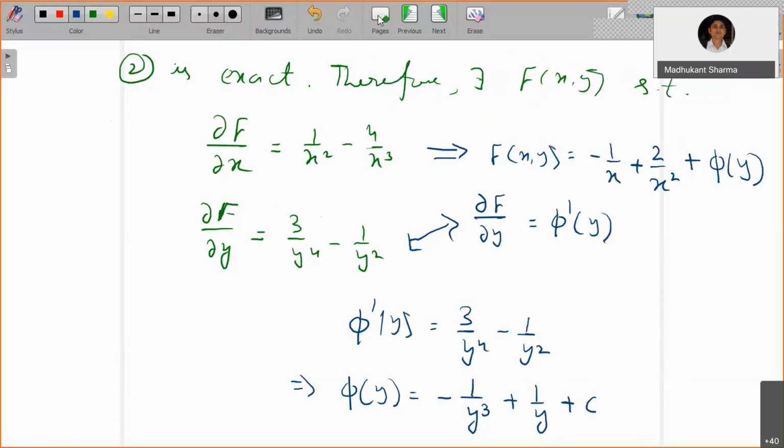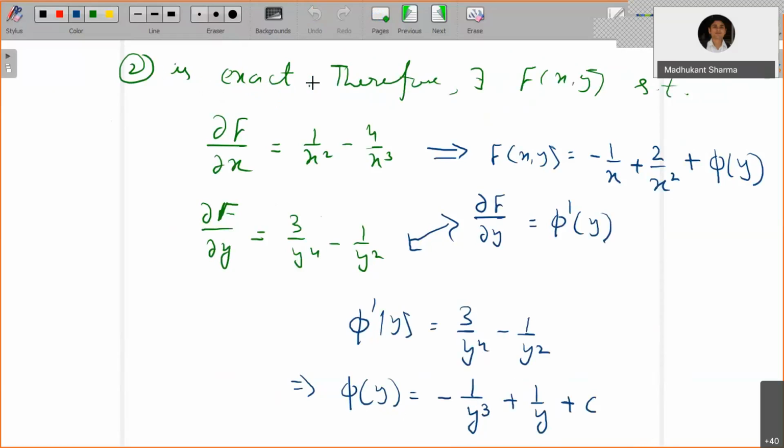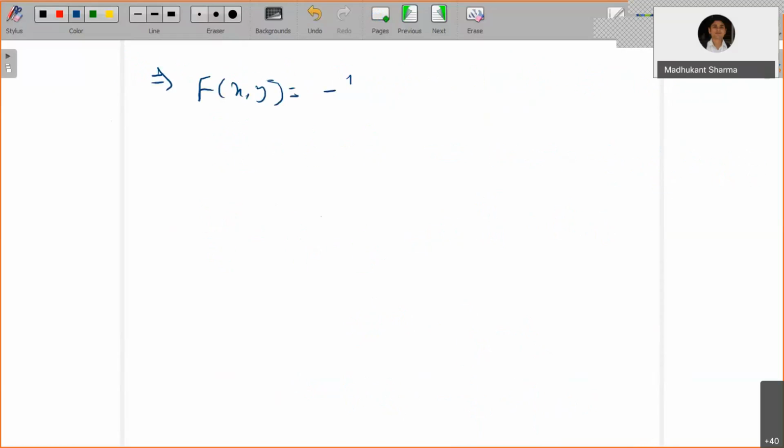So you have the final curve, or you can say the final one parameter family. This implies f of x comma y is equal to −1/x + 2/x² + 1/y − 1/y³ plus a constant. You can certainly see y equals 0 does not exist. This one parameter family is not continuous.